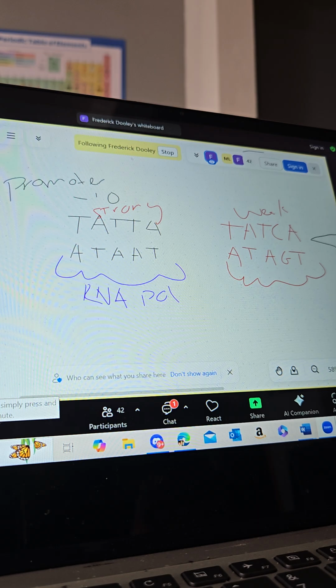Okay? I have a question about the car model.